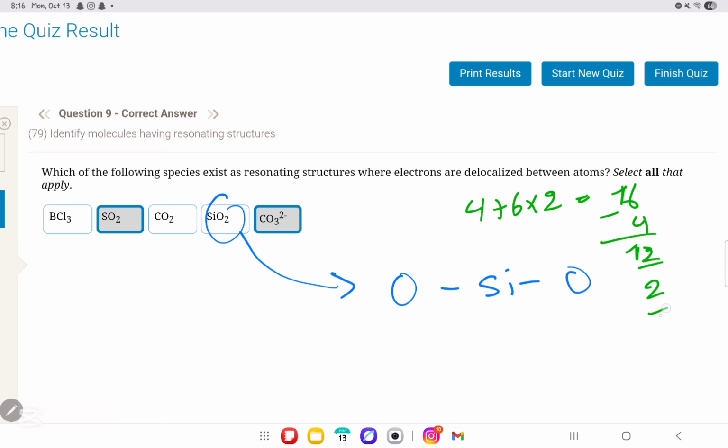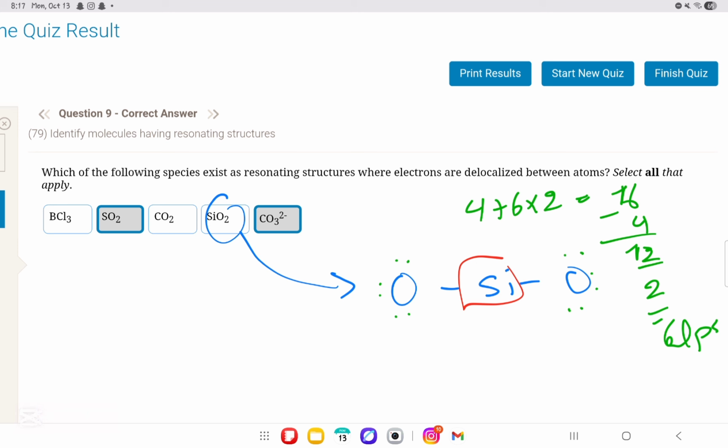12 divided by 2, that's going to be 6 lone pairs, right? So it's 1, 2, 3, 4, 5, 6. 1, 2, 3, 4, 5, 6. So that's going to be 6 lone pairs. Now we check Si. Si is not completing the octet, and it cannot be electron deficient because it's not beryllium, it's not boron, it's not aluminum. So what do we do in this scenario?